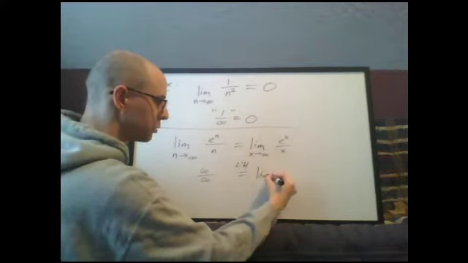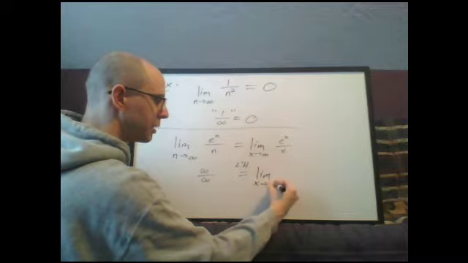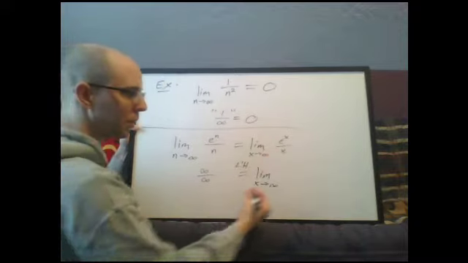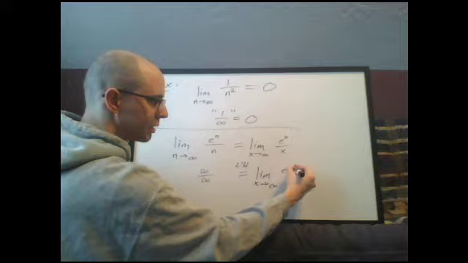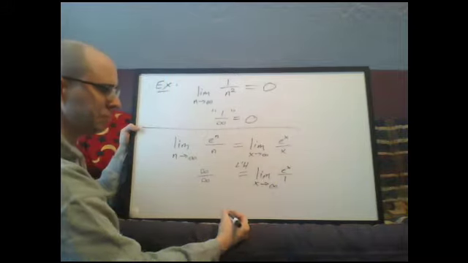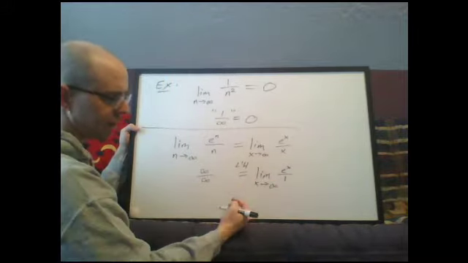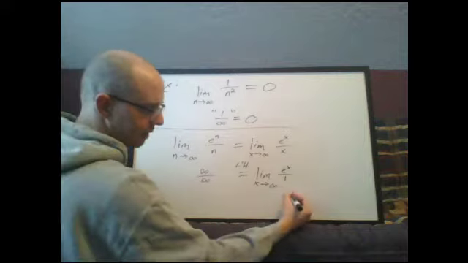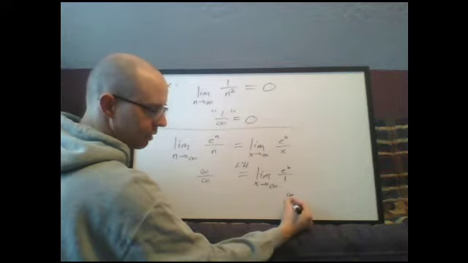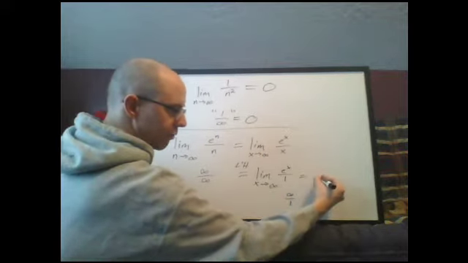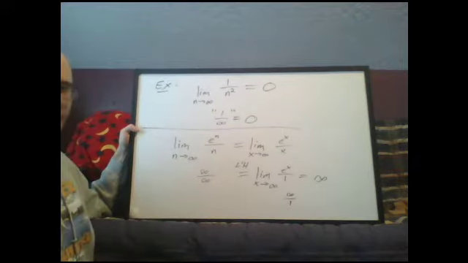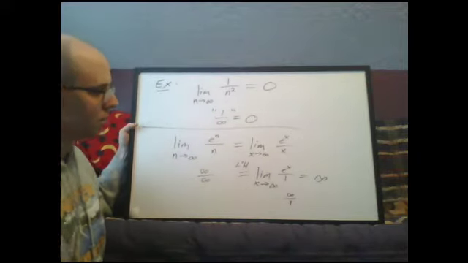And with L'Hopital's rule, we take the derivative of the top and the bottom. That'll give me e to the x over 1. And now we try to plug in infinity again. This is e to the infinity, which is infinity, divided by 1. That's infinity. Right?